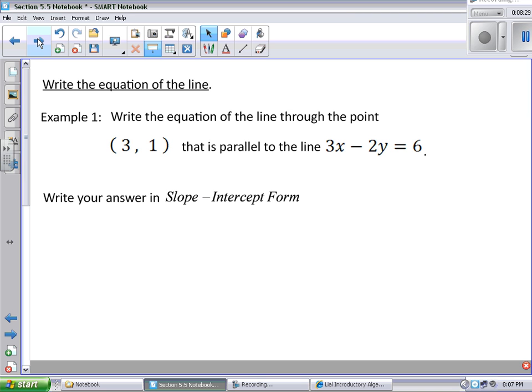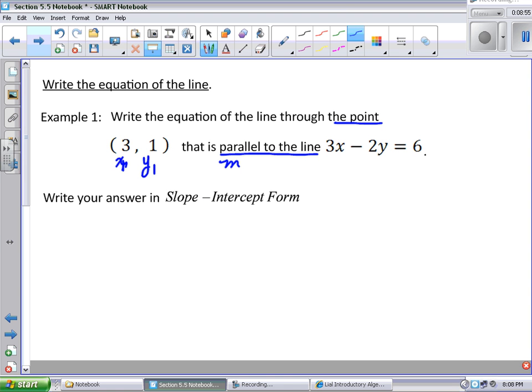Now, I'm going to have you write the equation of the lines with the following characteristics. Example 1 says write the equation of the line through the point that is parallel to the given line. So a point, this is not a y-intercept, so we can label it as x1, y1, and then parallel to this line. Parallel refers to the slope. If we want it to be parallel, we want the same slope.